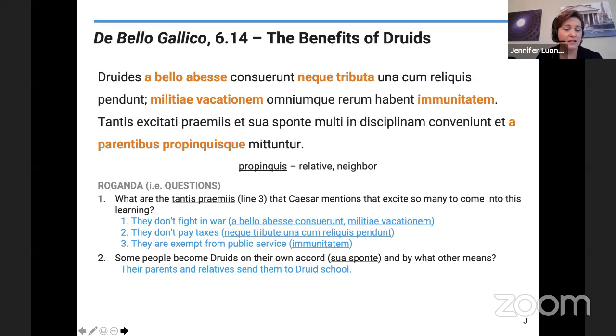So it says excitati tantis praemiis et sua sponte multi conveniunt in disciplinam et. So there's one other way besides the people who come just because of those rewards. Mittuntur a parentibus propinquisque. They are sent by their parents and their relatives, who probably are sending them to Druid school because they want a better life for them based on these rewards.